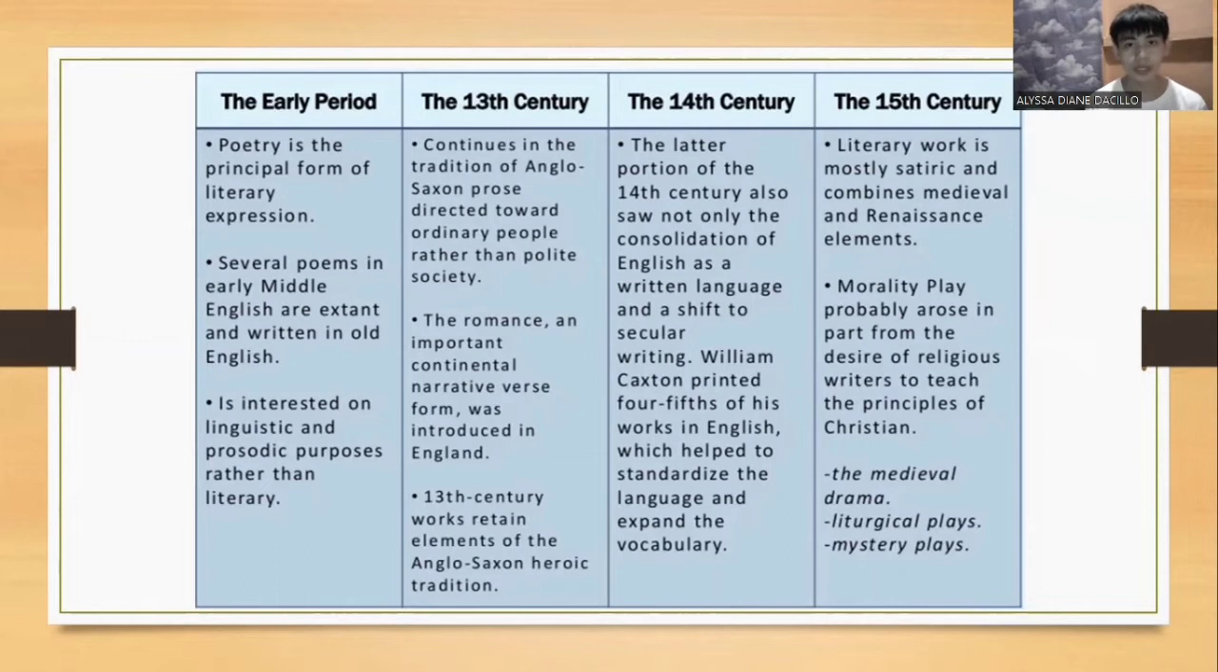The latter portion of the 14th century also saw the consolidation of English as a written language and a shift to secular writing. William Caxton printed four-fifths of his work in English, which helped standardize the language and expand the vocabulary. The 15th century literary work is the most satiric and combines medieval and Renaissance elements. The morality play probably arose in part from the desire of religious writers to teach the principles of Christianity. Medieval drama includes liturgical plays and mystery plays.